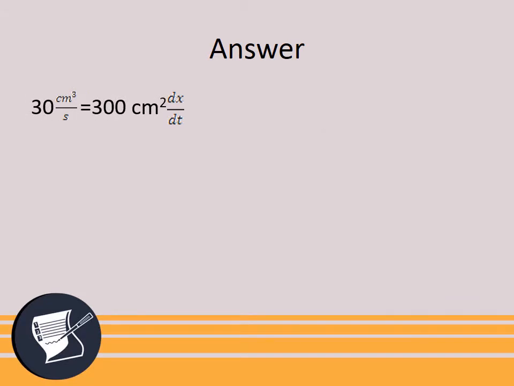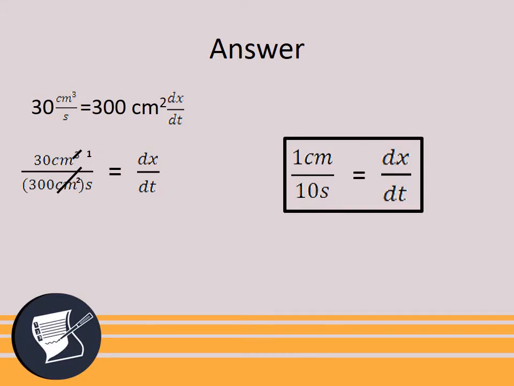So if we simplify that, we will arrive at 30 cubic centimeters per second is equal to 300 centimeters squared dx over dt. So now we have to find the value of dx over dt, which is possible if we divide by 300 centimeters squared on both sides of the equation so that we can isolate dx over dt. Then we will arrive at the answer 1 centimeter over 10 seconds is equal to dx over dt.